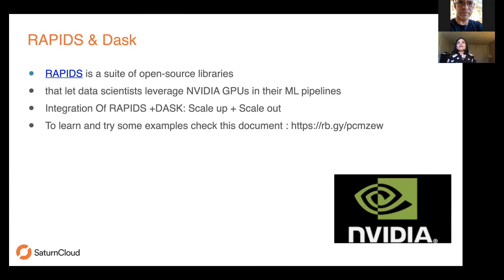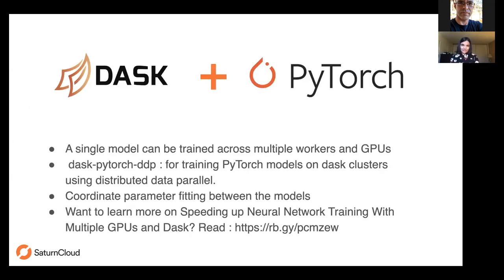Dask DataFrame on its own is composed of a bunch of pandas DataFrames. But when Dask and Rapids get integrated, then the Dask DataFrame will be composed of a bunch of cuDF DataFrames. So the speed will be much, much faster. In fact, you can check this example, the link that I've provided here. It has some nice scenarios.